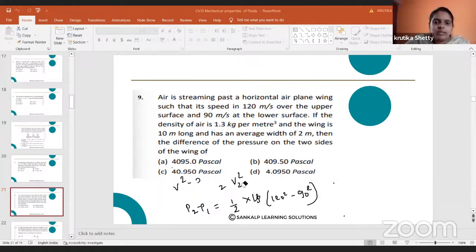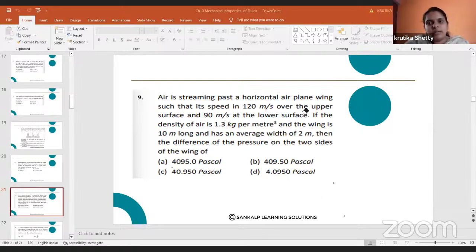So in the mechanical properties of fluids, we have discussed questions on pressure, based on Pascal's law, based on the equation of continuity, based on Bernoulli's principle. Based on all these concepts, we have covered the questions. So next we will go to today's new topic, that is thermal properties of matter. So let us start with the synopsis part. First we will discuss the synopsis, then we will go to the question answers.